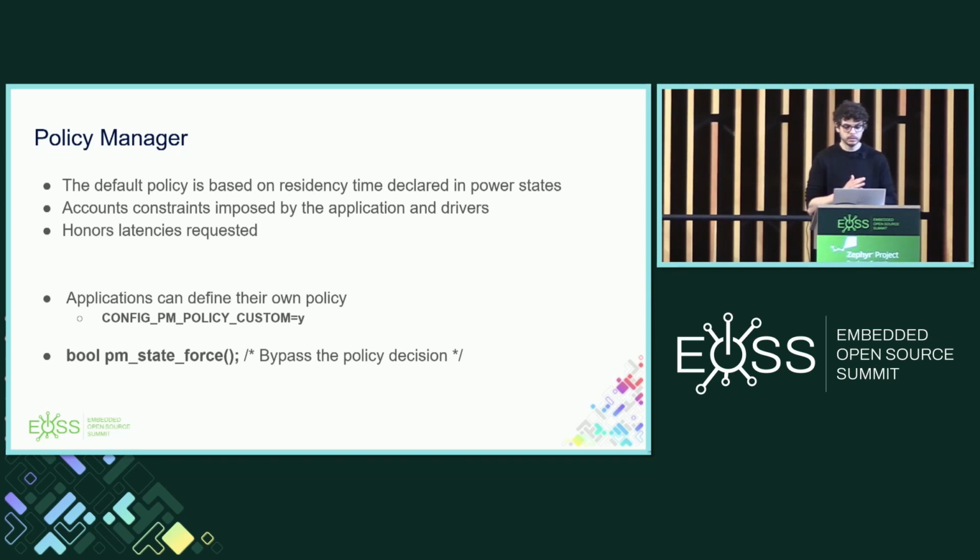Applications can also define their own policy. There is one symbol that they have to select, and then it's up to the application to create their own policy and define this function. There is one function here, PM state force, that is a way to bypass the decision of the policy. So if the application decides to force the system to go to a specific state, it can use this API. And in this case, the system power management will not even ask the policy what the next state is going to be.